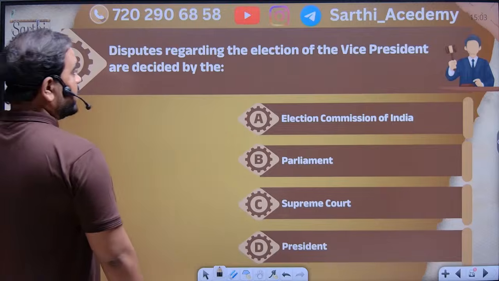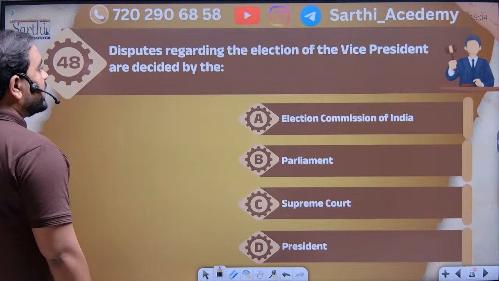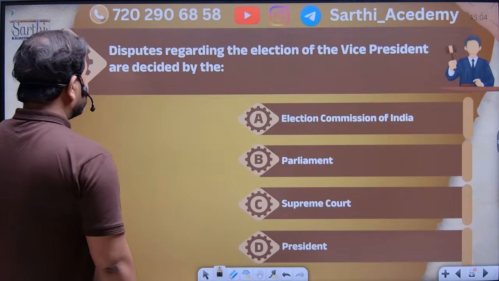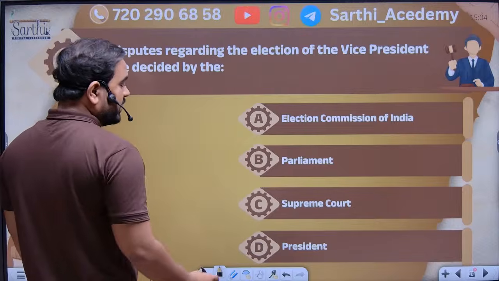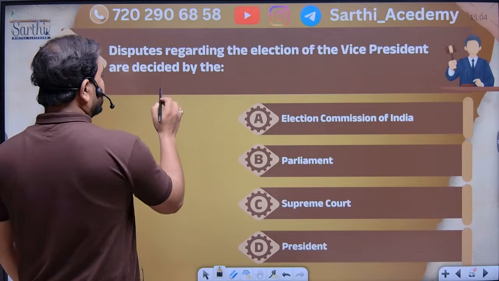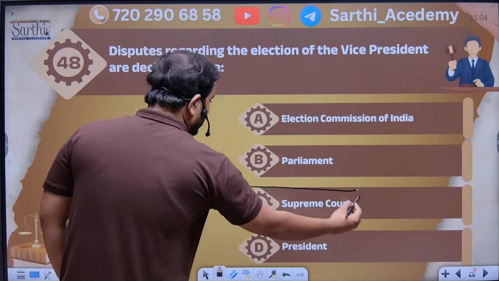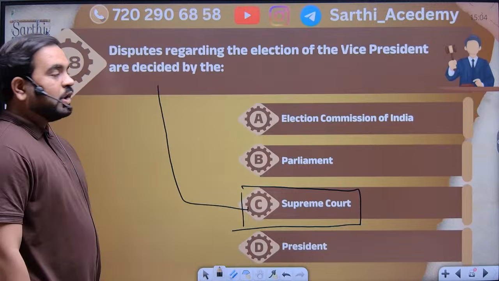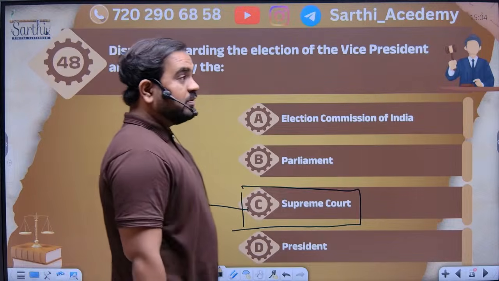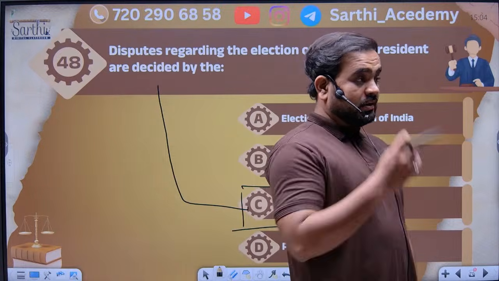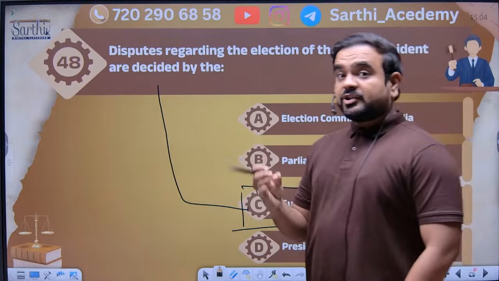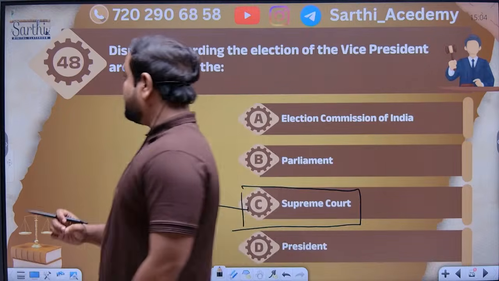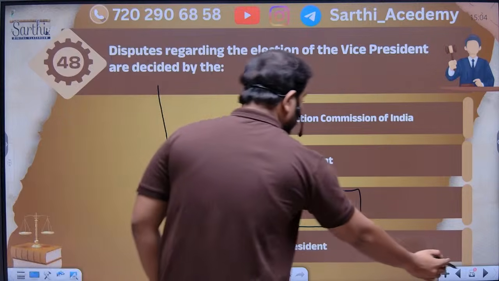Chalo, 48. Disputes regarding the election of the vice president are decided by the Election Commission of India, Parliament, Supreme Court. So if there is a dispute, the Supreme Court decides. Only the Supreme Court has the power to give judgment, analyze and examine the dispute regarding the election of the Vice President of India. Supreme Court is the answer.